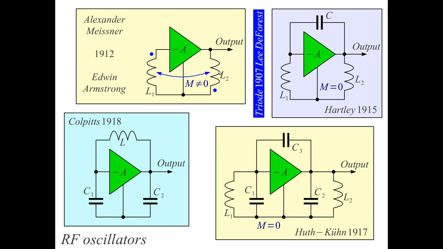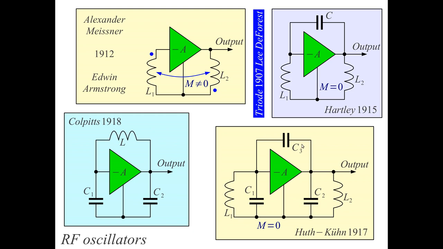Even before Colpitts, there were people that made other experiments, and one experiment very important for us is a Hutkin oscillator from 1917. Why is this important? Hutkin actually patented this oscillator with two tuned circuits, at the output C2, L2, and then the input, C1, L1, without this C3, this capacitor. He just used the inter-electrode capacitance of his triode vacuum tube to get this feedback through this capacitor.